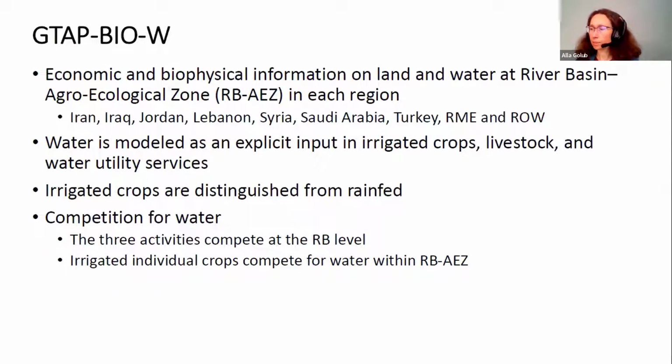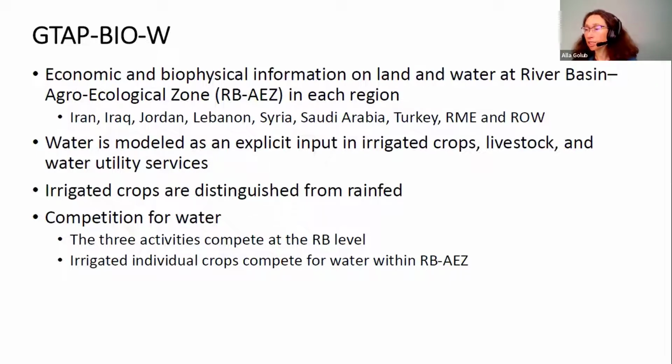Let's talk about the economic model. The GTAP-BioW model combines economic and biophysical information on land and water at the spatial resolution of river basin agroecological zone in each region of the model. Iran, Iraq, Jordan, Lebanon, Syria, Saudi Arabia, and Turkey are separate regions in the model. Other countries are grouped into the rest of the Middle East and the rest of the world regions.